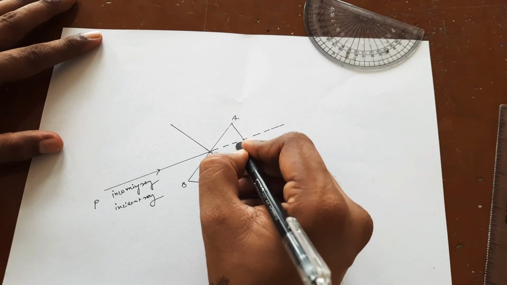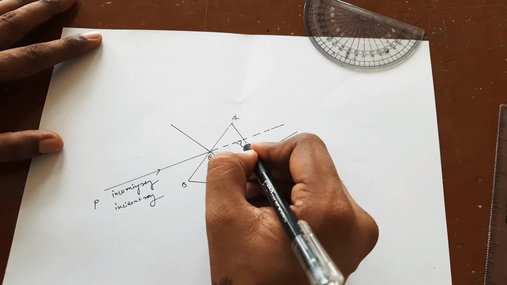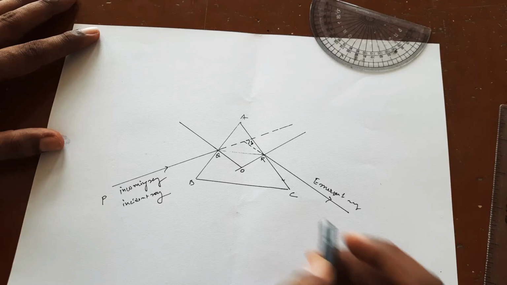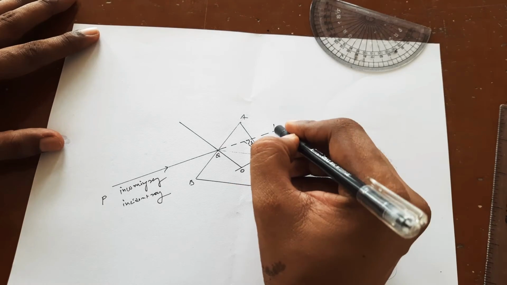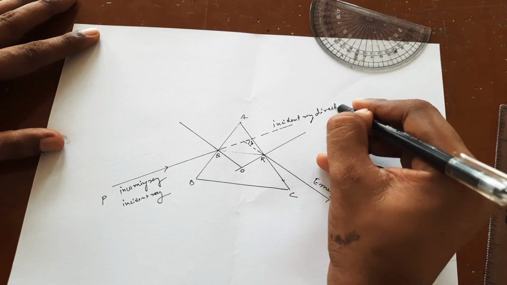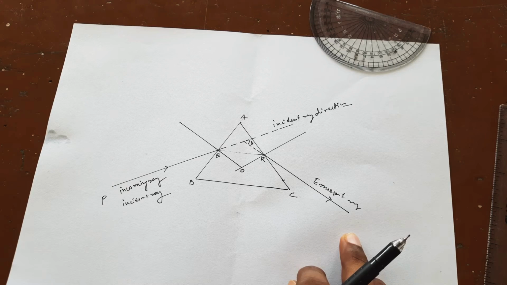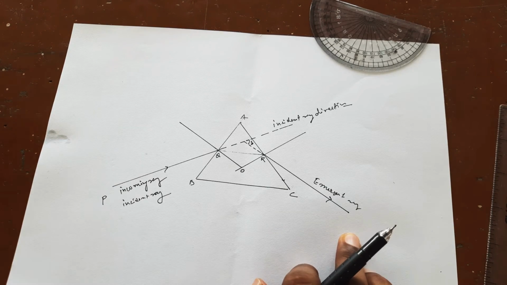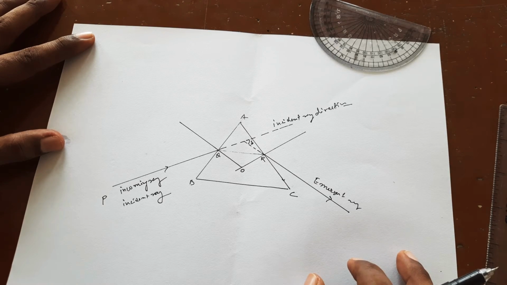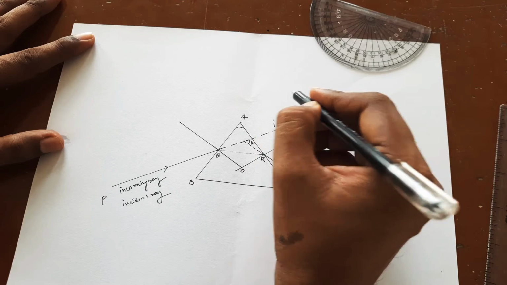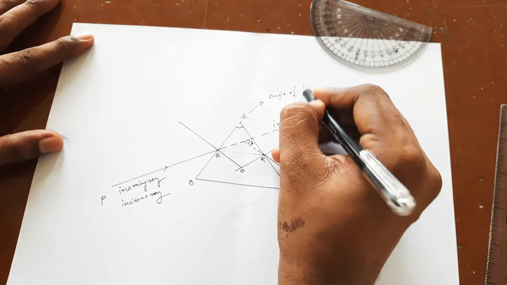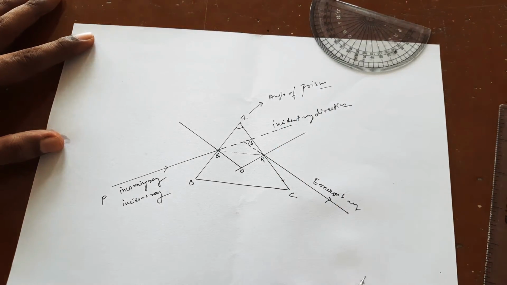prism. Now these two lines make some angle with each other, and this angle is known as the angle of deviation. So this is the angle of deviation delta. The incident ray direction and emergent ray direction both make an angle delta with each other, and this is known as the angle of deviation. We have to find an expression for it. Here this angle is generally 60 degrees and it is known as the angle of prism.